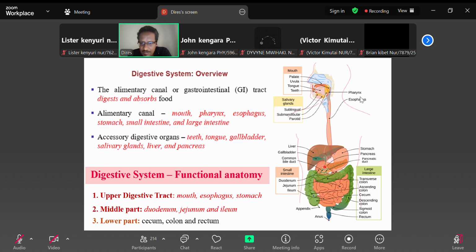They are accessory structures. So if you look at this colon, colon means large intestine, sigmoid colon, just before the rectum. Is it part of the alimentary canal or accessory structure? Accessory organ.